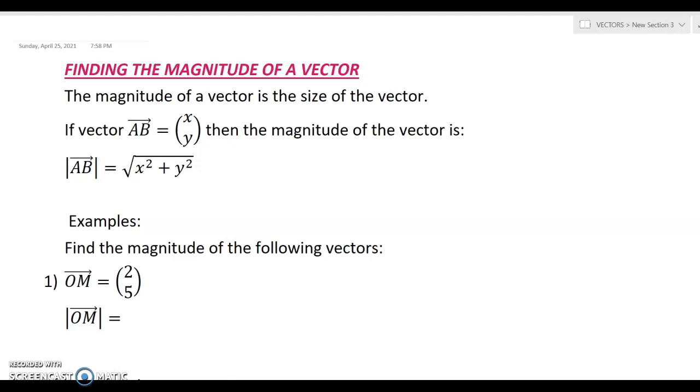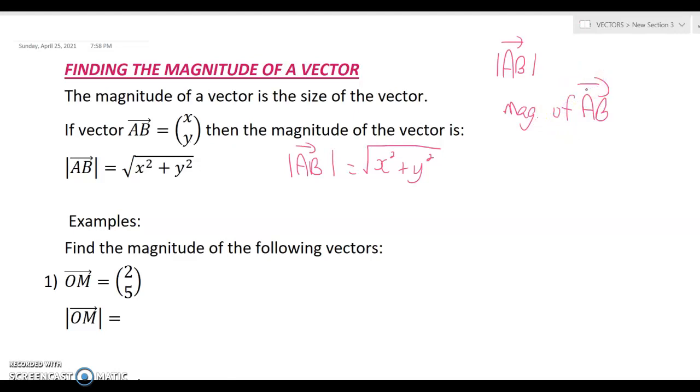Now, again, the general form: if vector AB is (x, y), then the magnitude of this vector, you put your two lines with the vector in the middle, and it's the square root of x squared plus y squared, right? If you forget to put those two lines, you could just write "magnitude of vector," just in case you forget. That's all right.